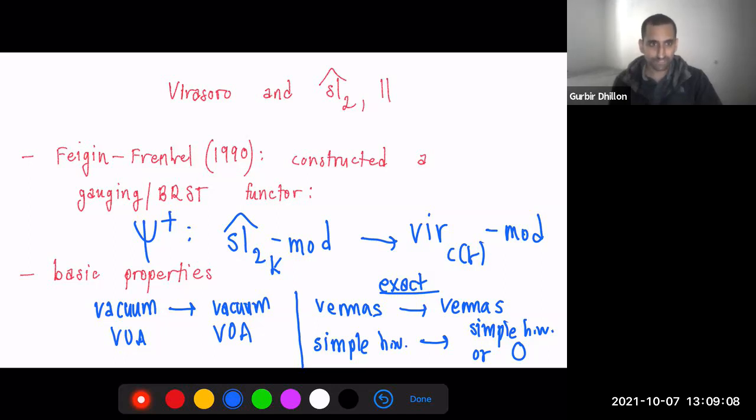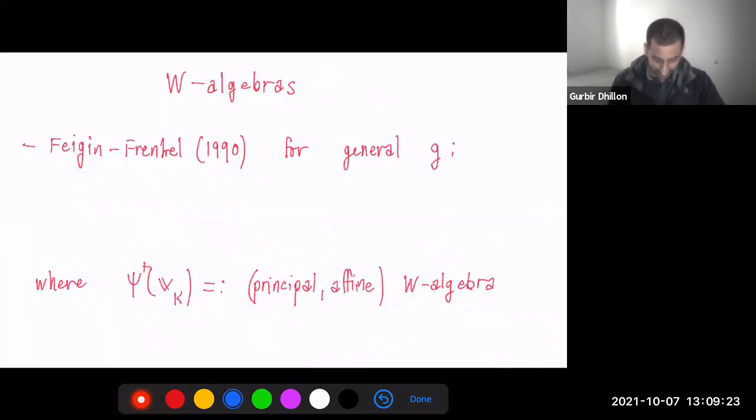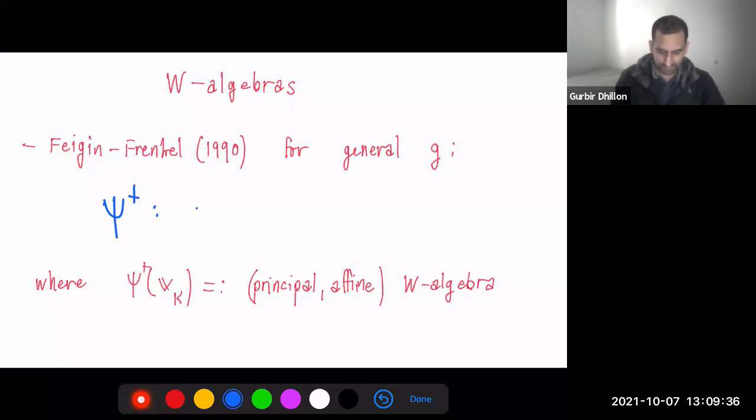So that's what Fagan and Frenkel showed, and in particular, when you restricted this functor to the admissible representations of affine SL2, it exactly recovered the thing that Knizhnik, Polyakov, and Zamolodchikov predicted. Now, that's the story for SL2, but the way that Fagan and Frenkel did this gauging construction, it made as much sense for any Lie algebra.